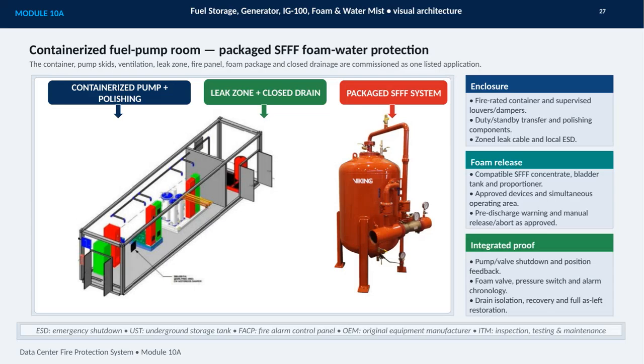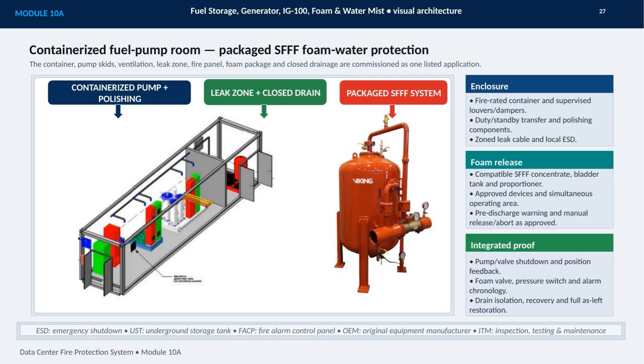This slide presents a containerized fuel pump room as a complete, packaged fire protection application. The important concept is that the enclosure, pump skids, ventilation controls, leak detection, fire alarm panel, foam equipment, and closed drainage are commissioned together, rather than treated as separate installations. The enclosure includes a fire-rated container, supervised louvers and dampers, duty and standby transfer equipment, polishing components, zoned leak cable, and local emergency shutdown. The foam release package includes a compatible SFFF concentrate, bladder tank, proportioner, approved discharge devices, and the defined simultaneous operating area.